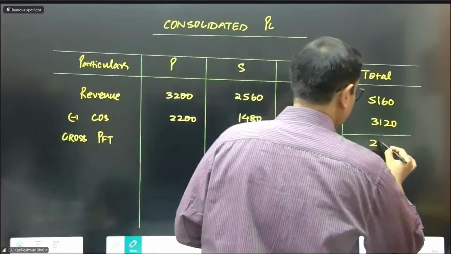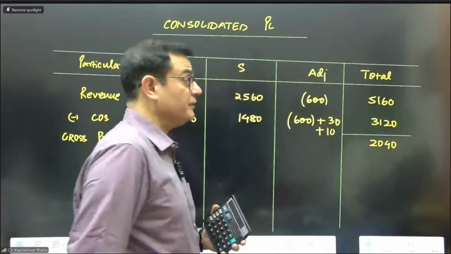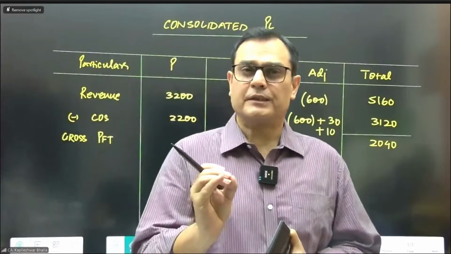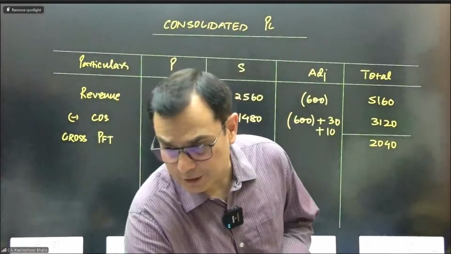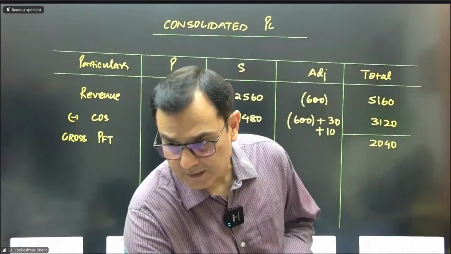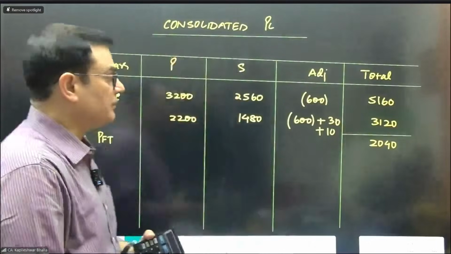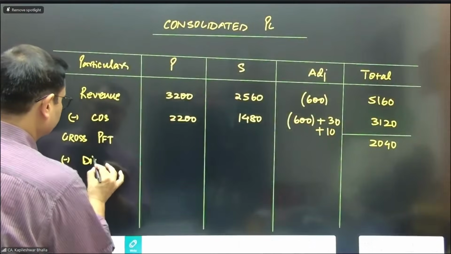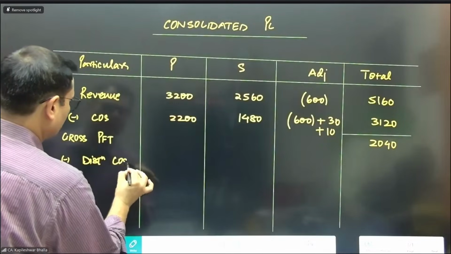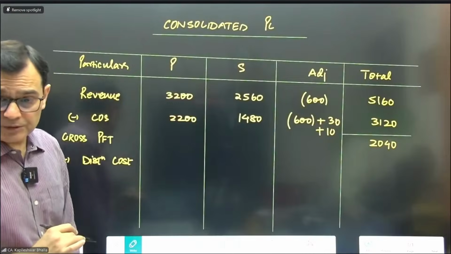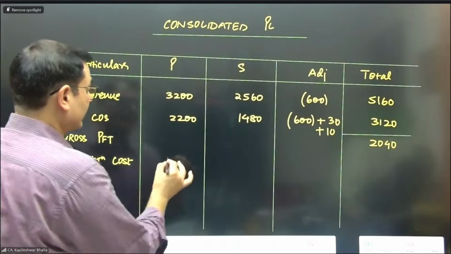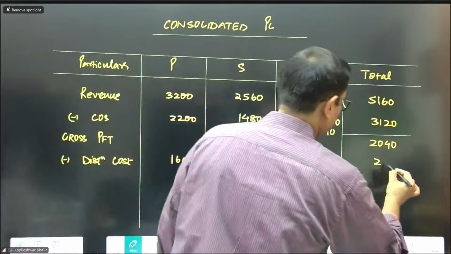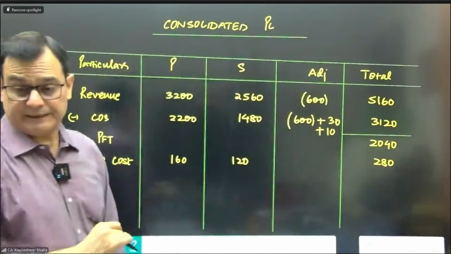So as we keep considering the consolidation of the revenues and the expenses, we just need to keep track of all those adjustments which are given in the additional information. Next, I am given the distribution cost. So we consider the next expense, the distribution cost. The distribution cost is 160 and 120. There is no additional information. So that makes it a total of 280.